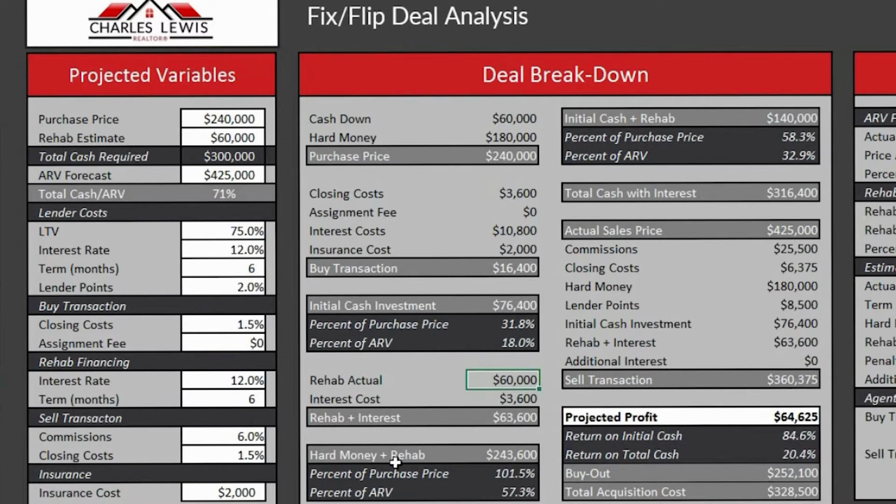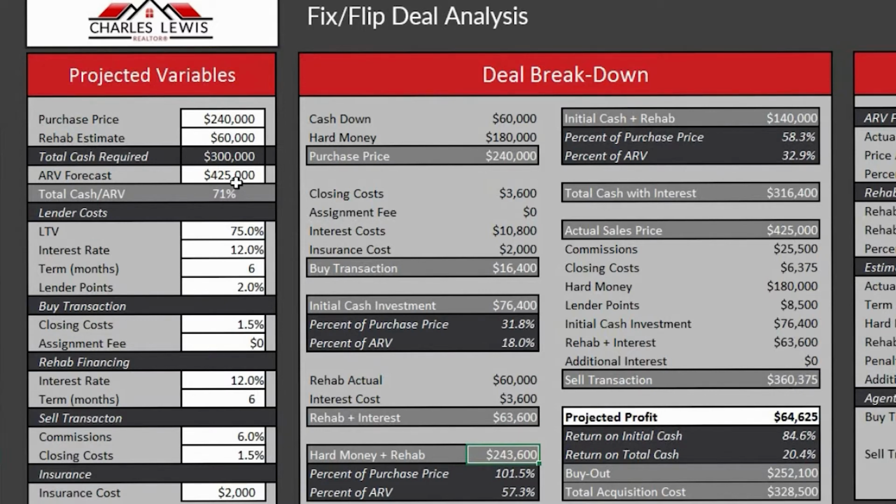This, of course, is your rehab $60,000 budget, and then your interest cost over the course of the 6 months. So the total amount of money that's going to be borrowed, which would be the hard money to purchase the house and then the rehab money to pay for the contractors, you're looking at $243,000. Again, same percentages. That represents 101% of the purchase price, because remember we purchased the price at $240,000, so we got $243,000 because we're financing that rehab.